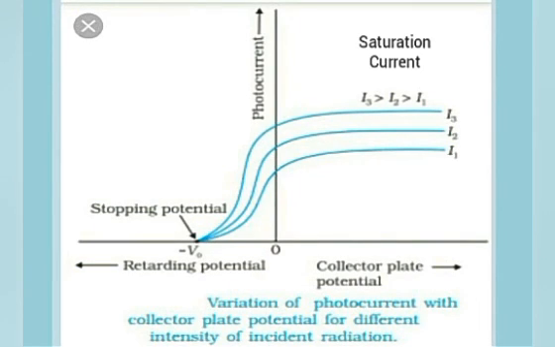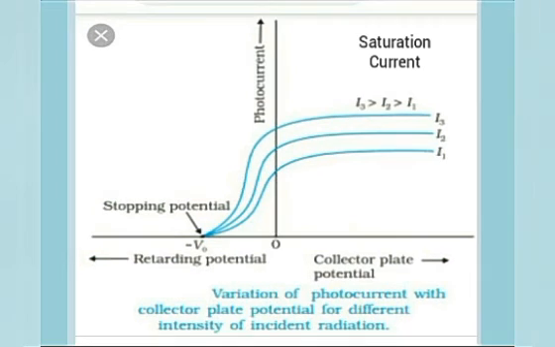Saturation current means the maximum value of photocurrent. In case 1, we already studied that photocurrent is directly proportional to intensity. Hence, obviously, the maximum value of photocurrent, meaning the saturation current, is also directly proportional to intensity. So the saturation current depends on intensity. In the graph we can observe that for different intensities we get different values of saturation current.